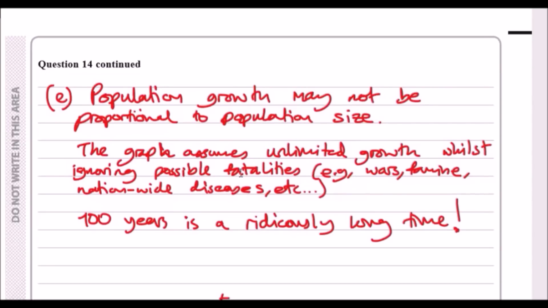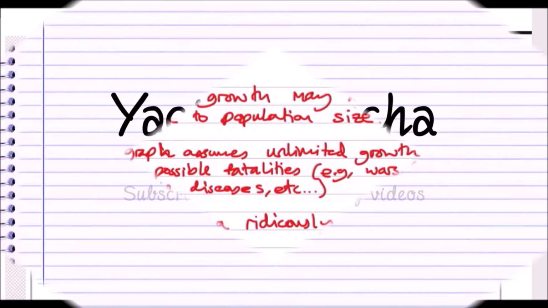For example, wars, famine, nationwide disease, etc. So yeah, what we just said. And of course, 100 years is just a ridiculously long time. I mean, imagine we're talking about up to 2100, and there's a good chance, God forbid, we don't know how far we'll live. And in 100 years, the countries that we live in today might not even be the same countries. Anyway, that's really 14 done for you guys.